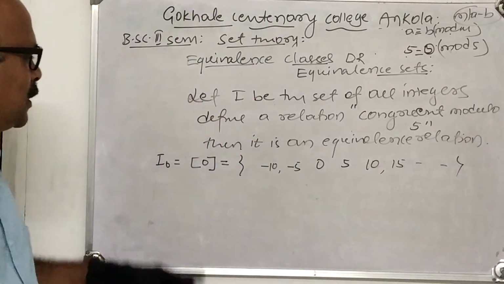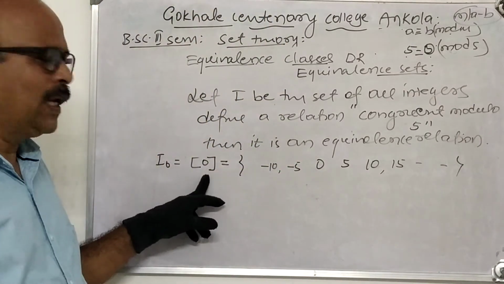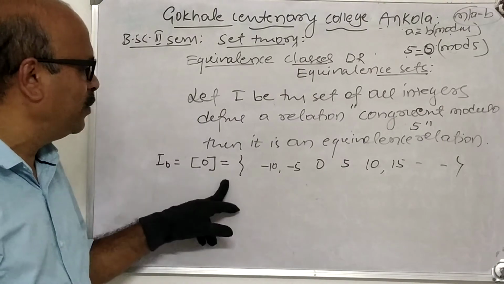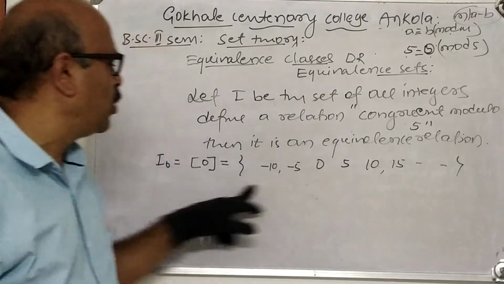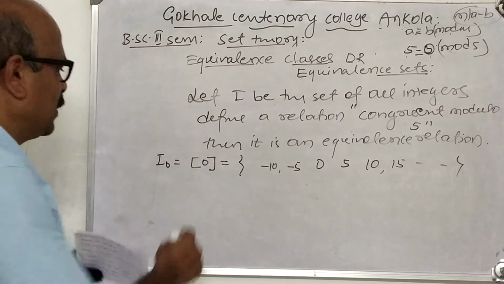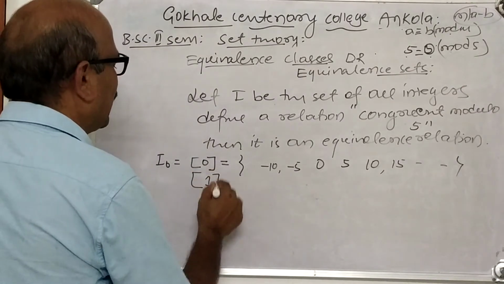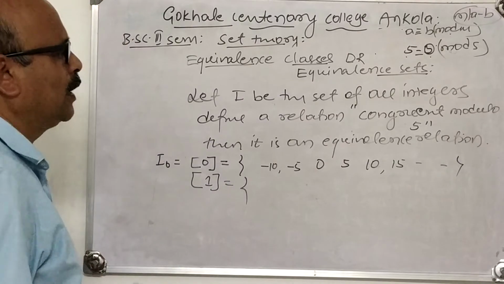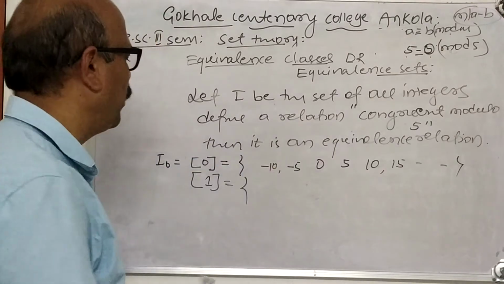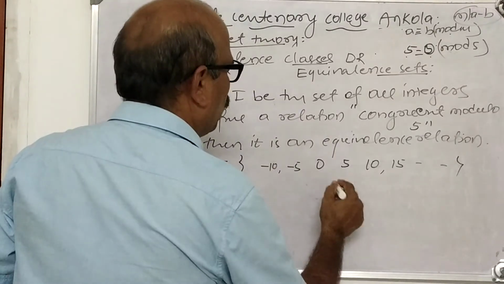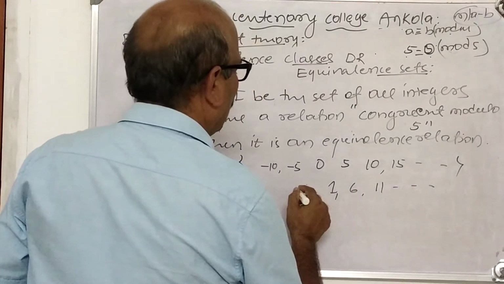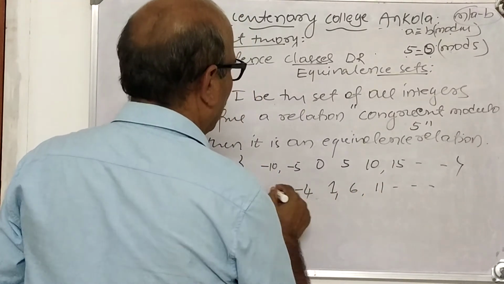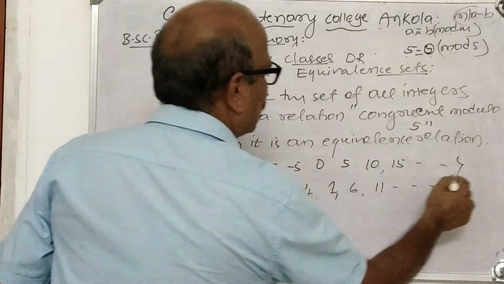Therefore, this equivalence class determined by 0 means all the integers which are congruent to 0 mod 5 belong to this set. Second is the equivalence class determined by 1. The equivalence relation is congruent modulo 5. It consists of 1, 6, then 11 and so on, or minus 4, minus 9 and so on.